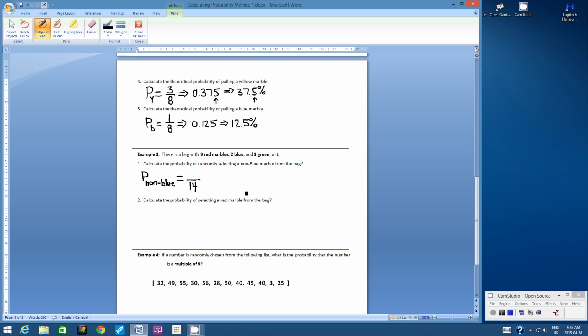Okay, so let's think about this. Non-blue. So we know that there are 2 blue marbles, so we don't even look at this because it has to be non-blue. So non-blue means 9 and 3. The 9 red marbles and the 3 green marbles. Well, if we were to add 9 plus 3, that would give us 12.